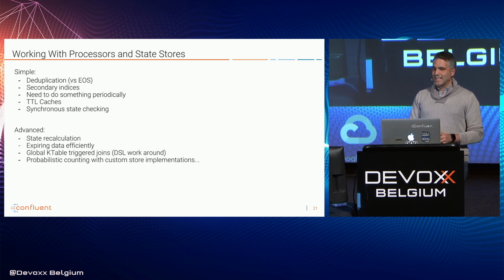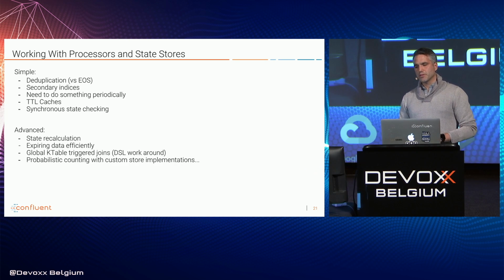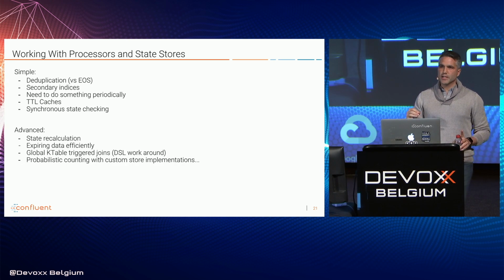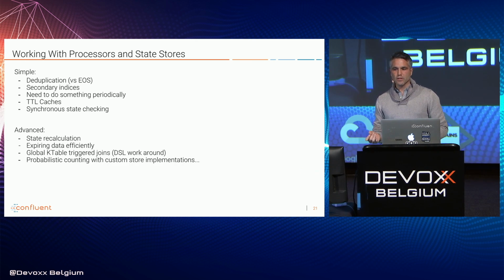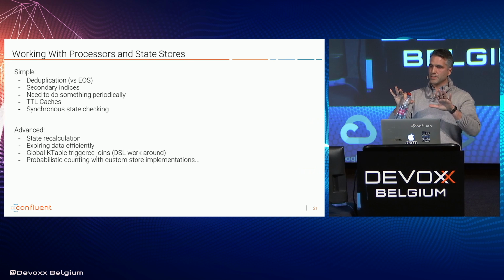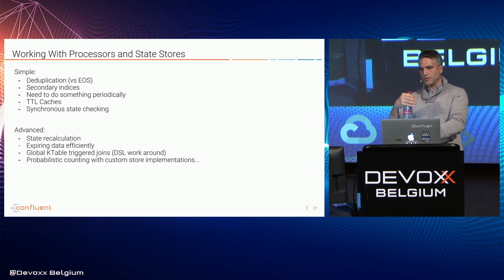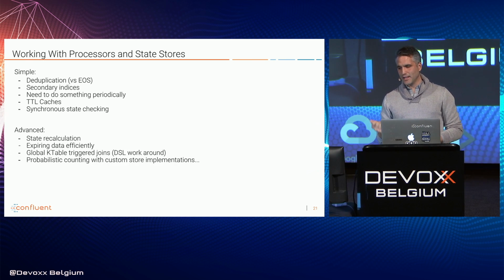More advanced uses, so state recalculation, that's one of the examples we're going to go into. Expiring data efficiently, that's one of the TTL examples. You can use it to work around shortcomings in the DSL API. For example, one of the things the DSL currently doesn't do is global K-table triggered join. If you're joining a stream against a global K-table, only new messages arriving on the stream will trigger a join lookup to emit a join result. If a new entry arrives in the K-table, nothing happens. But you can implement that yourself a lot easier than you might think using the processor API.